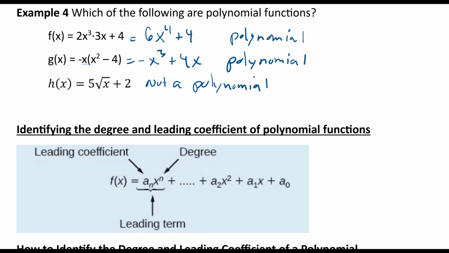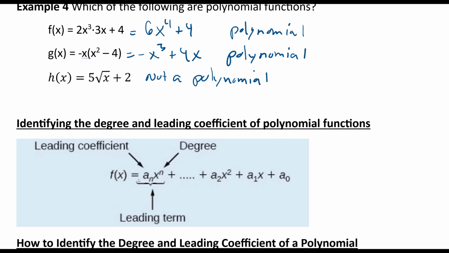So, identifying the degree and leading coefficient of a polynomial. The leading coefficient is going to be that first non-zero coefficient. It could be a 1, or whatever it's going to be. Like this first one was a 6, and negative 1 for that one. And the degree would be the highest power term, with the non-zero leading coefficient.